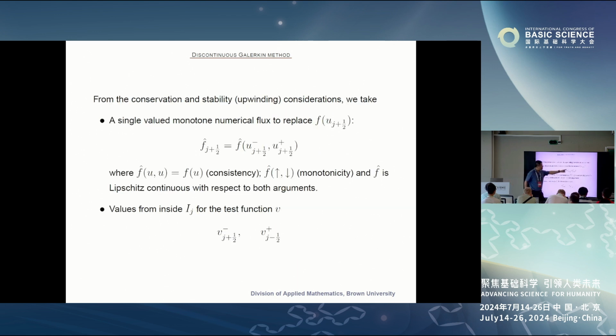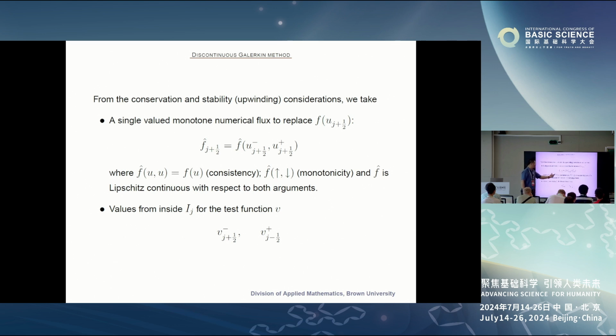For this ambiguous f of u_{j+1/2}, you replace it by a function of two variables rather than one. So put a hat there, put two variables. And you told me there are two values, left limit, right limit. So I use both of them. So if I use both of them, I have the so-called numerical flux, which is a function of two arguments. But of course, it cannot be an arbitrary f hat. So it has to satisfy several properties.